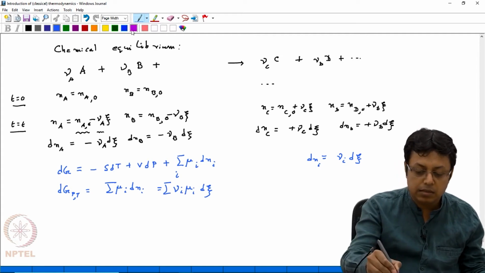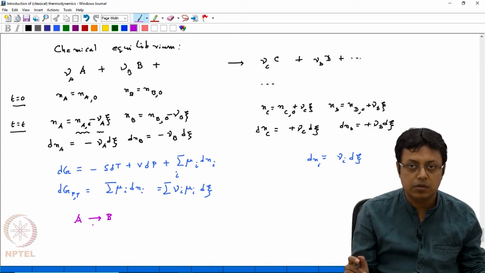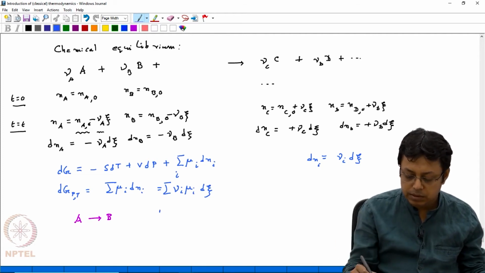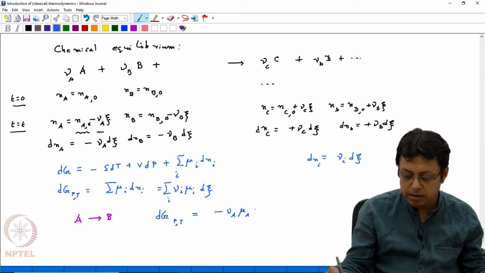For example, we can simplify it, let's say for a reaction which is going from A to B, where the only constituents are A and B. Then we can show that dG at constant pressure and temperature is nothing but, for A to B, taking the summation, minus mu A plus mu B, into d xi.